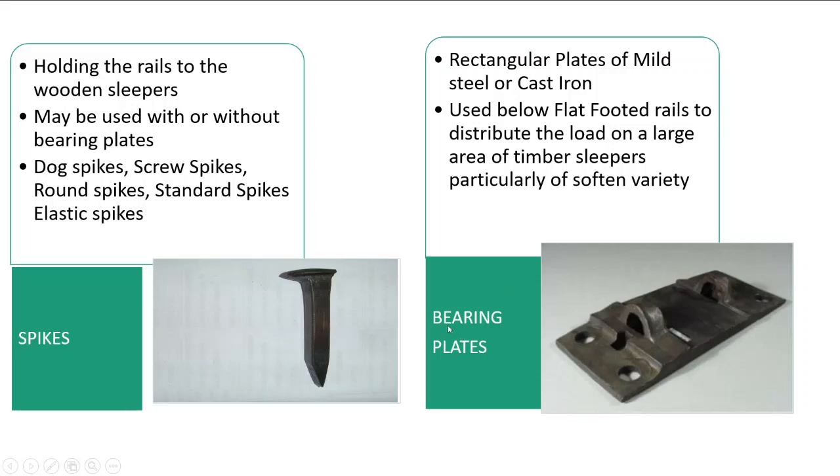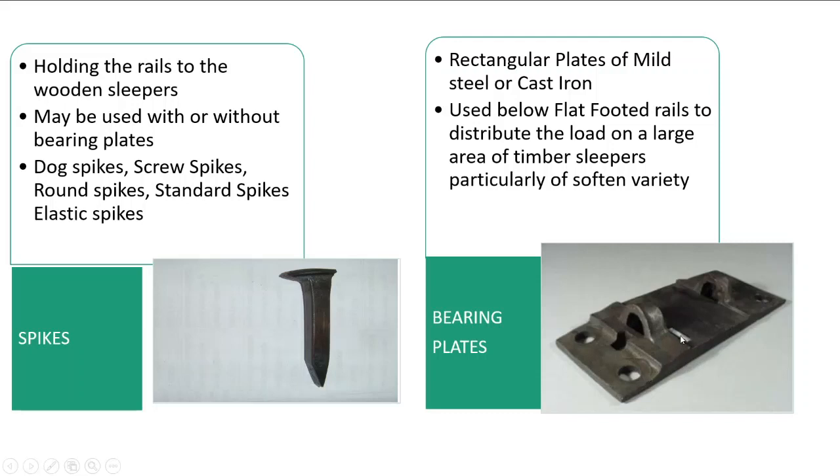Then comes the bearing plates. So what is a bearing plate? It is a rectangular plate which is made up of mild steel or cast iron. This is used below flat-footed rails to distribute the load on a large area of timber sleepers, particularly on the softened materials. See, these are the bearing plates. They are mainly made of mild steel or cast iron.